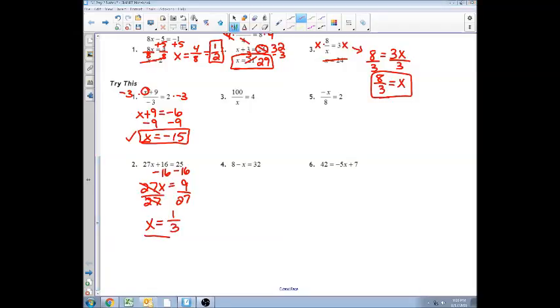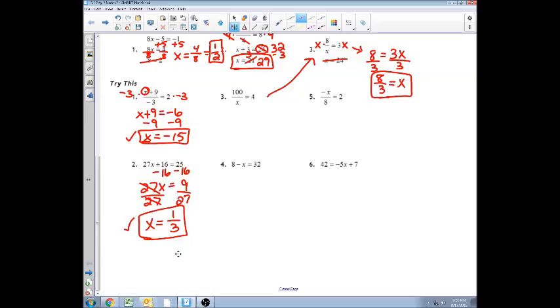We need to check our answer, don't we? So let's just talk through it. You can always use your calculator to check your answer. 27 times 1/3 would be 9. 9 plus 16 would be 25. So my answer is in fact good. Put a little check mark because we did check it. Number 3 is just like number 3 from up here.